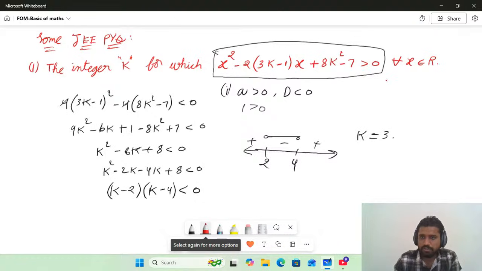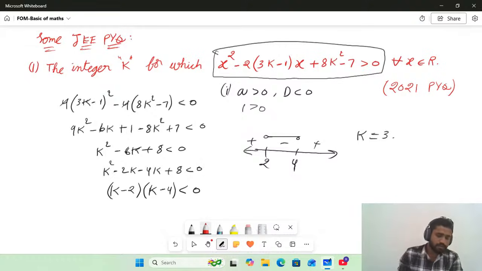2021 mains PYQ. So this is a 2021 mains PYQ. The integer k which is satisfying this equation is 3.